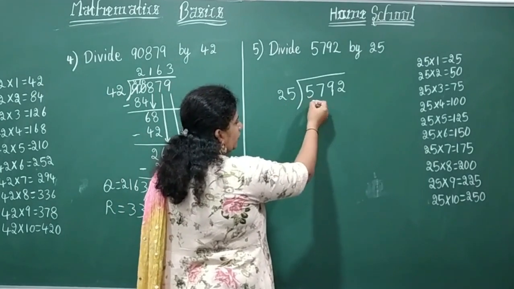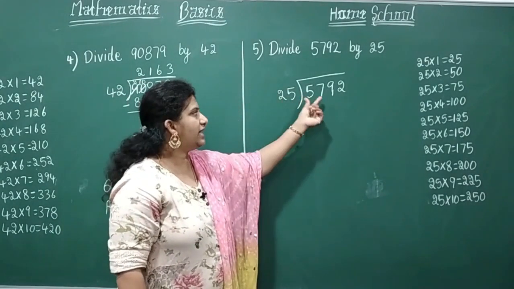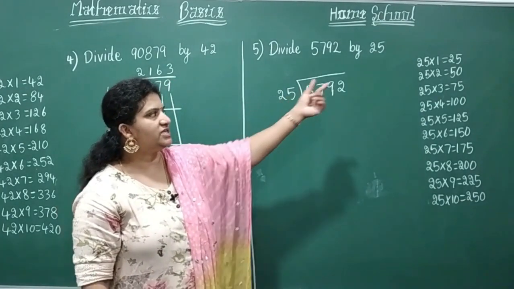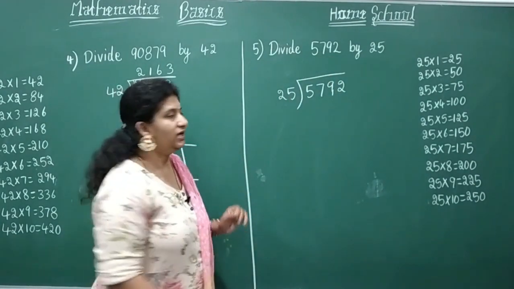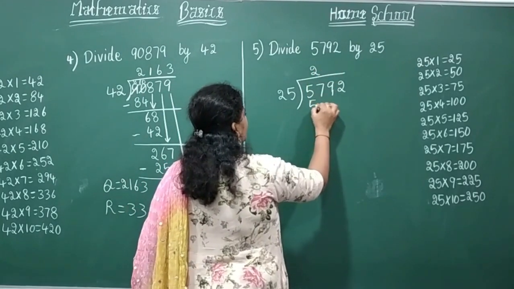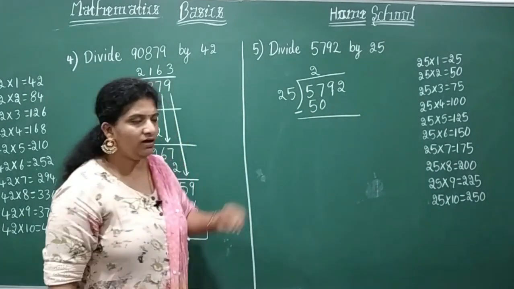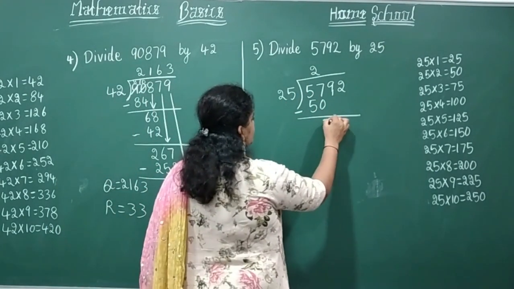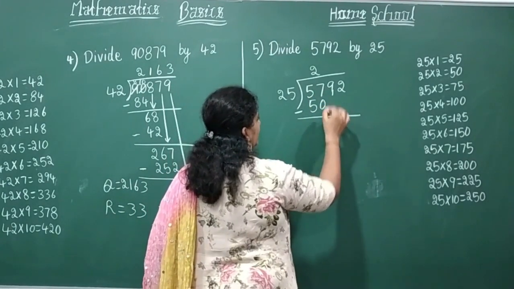You are dividing by 25. You can't divide with a single digit, right? You have to divide with a double digit. So that is 57. Which number is nearer here, children? Yes, 50. 25 twos are 50. So now do the subtraction here. 7 minus 0 will be 7. 5 minus 5, 0. No need of writing.